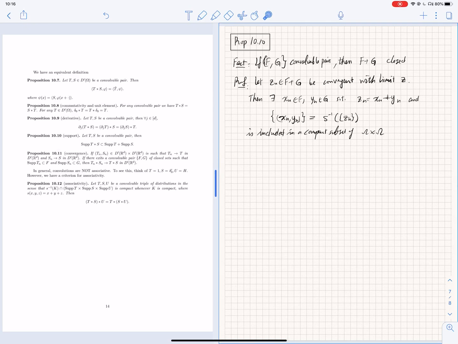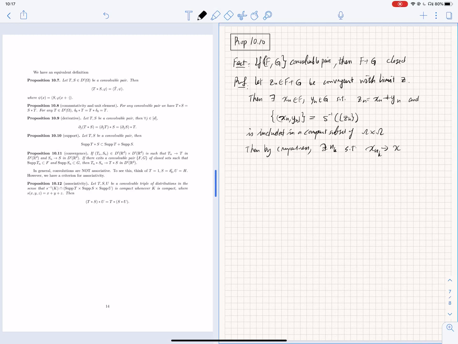And that is included in that compact set since we already know that F and G are convolvable. We know that this guy is compact. Okay. Because of the compactness, we can find a subsequence such that Xnk converges to X.